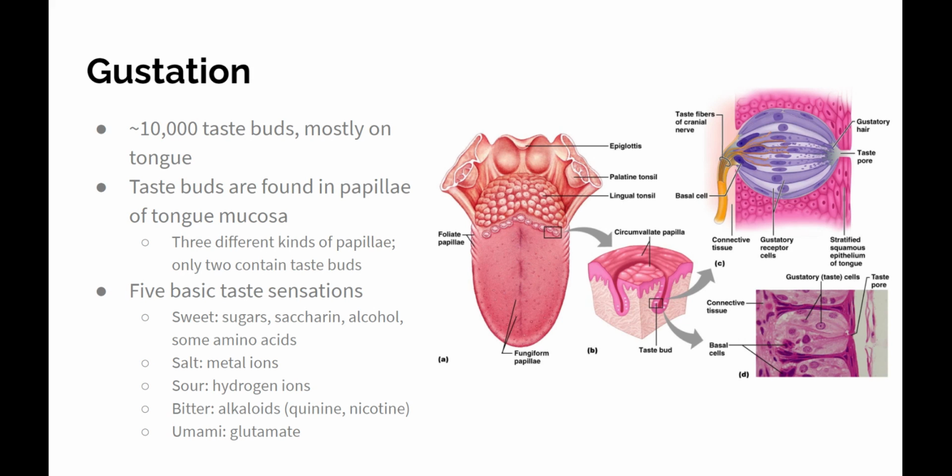And then umami, which is maybe one that you're not familiar with. That's kind of like savory is the idea there. Like you think of beef broth or something like that. It's a savory kind of taste. That's glutamate is what stimulates that. Okay.